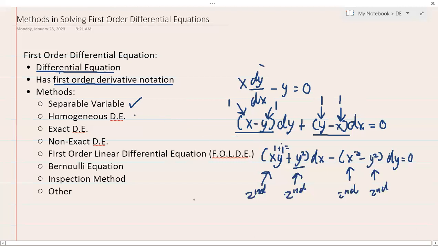Okay, ganun siya. How about this one? X minus y squared times dx plus y squared minus x squared times dx is equal to 0. Tingnan natin yung degree niya. Itong si x, since yung exponent niya naka 1 lang, so ibig sabihin ito ay naka first degree. Itong si y squared, naka second degree to. And si y squared tapos si negative x squared on the right side, naka second degree sila.